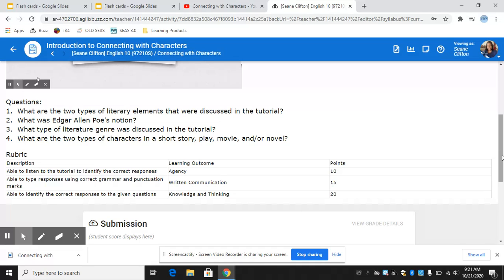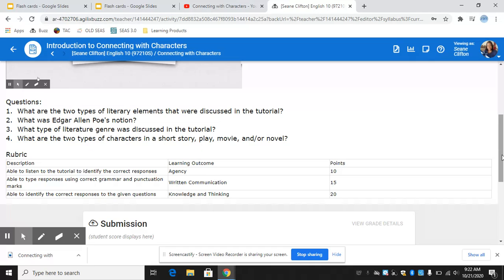Now, there's one thing that you answer the questions, but can you answer them correctly? That's the responses that I'm looking for. And this is your knowledge and thinking. Can you do this? It is worth 20 points. So the whole lesson that you're looking at is worth 20 plus 15 is 35 plus 10 gives you 45 points. So this whole lesson is worth 45 points to you.